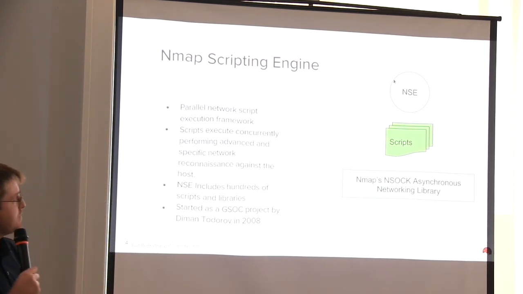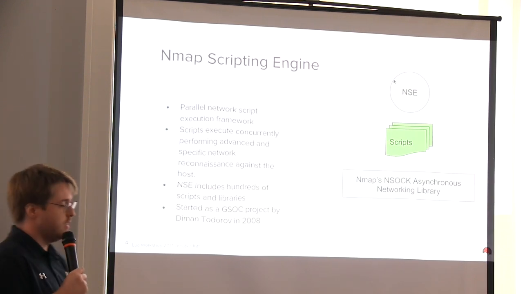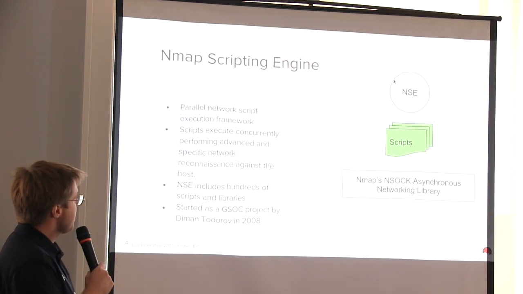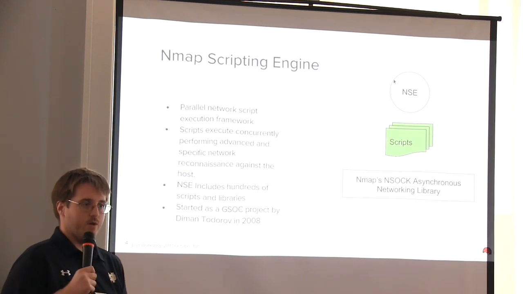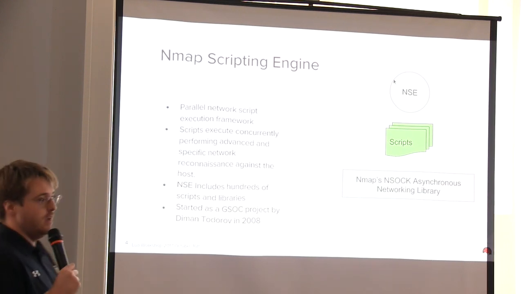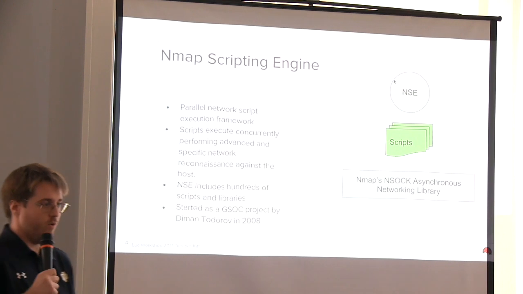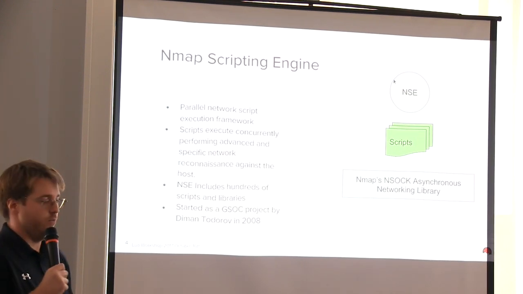So, the Nmap Scripting Engine is a parallel network script execution framework. Users write scripts and submit them for us to include, and the Nmap Scripting Engine runs all these scripts in parallel against all these hosts, and they can do advanced reconnaissance tasks. Things that are very challenging or take too long to implement in C++, you just write it in Lua and bang out a script that does something in particular you want, and you're done.